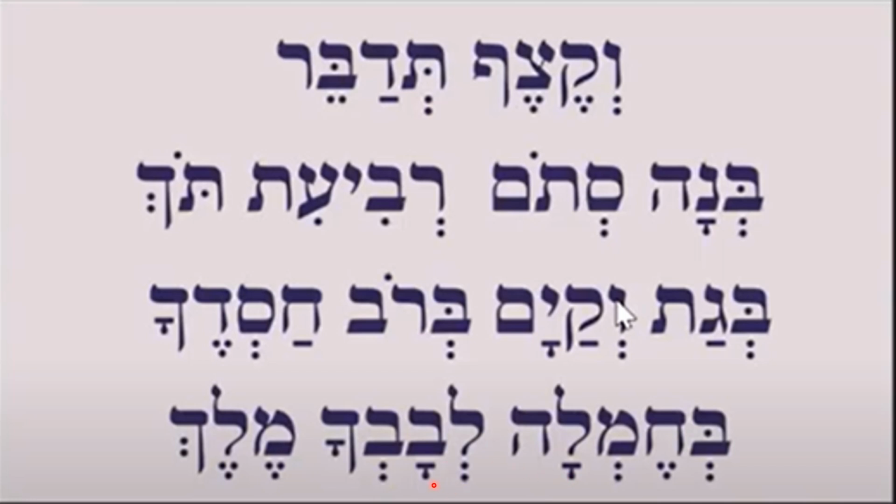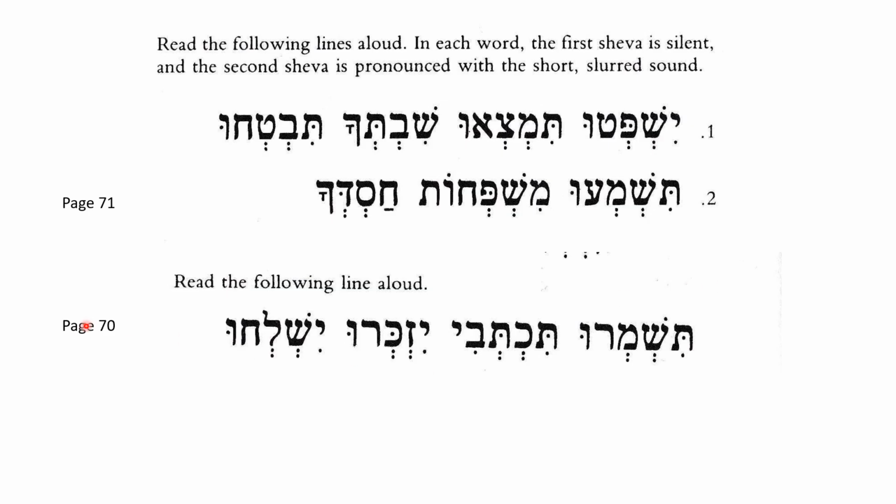Le, va, v, cha. Le, va, v, cha. Melech, melech. Okay? And practice these on your own. Page 70-71 from your book. Read the following lines aloud.